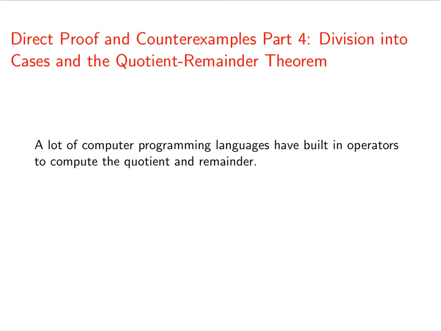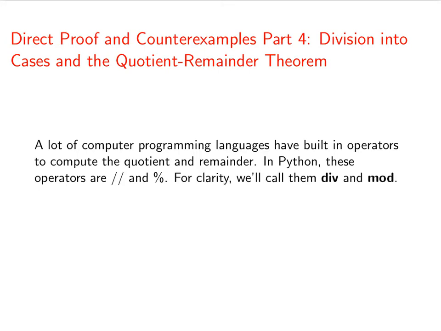Hello, discrete math fans. So we're talking about computing quotients and remainders. A lot of computer programming languages will have built-in operators to compute these. In Python, these operators are double slash and the percent sign. You've got to be careful: if you use just a single slash for division, it'll just compute an ordinary division, leaving possibly a decimal.